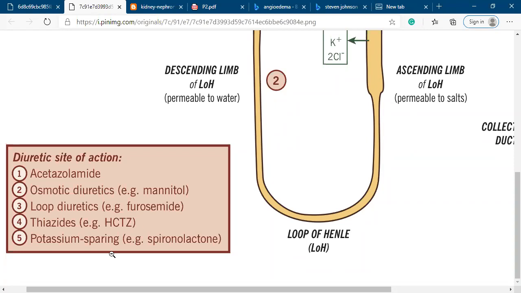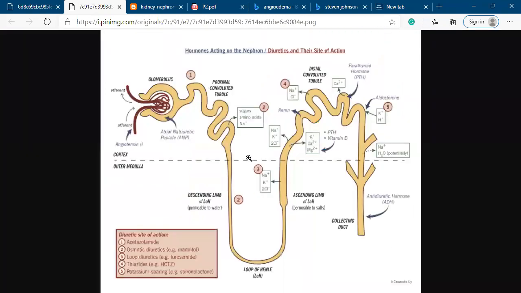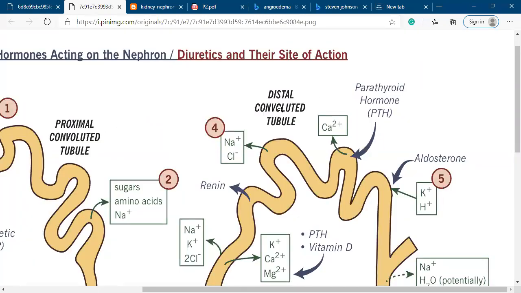The other group of diuretics is called thiazide. Number 4, thiazide. Shortly, it's called hydrochlorothiazide, HCTZ. They work in the distal convoluted tube. Here, you see, this is the distal convoluted tubule, where thiazide diuretics work.